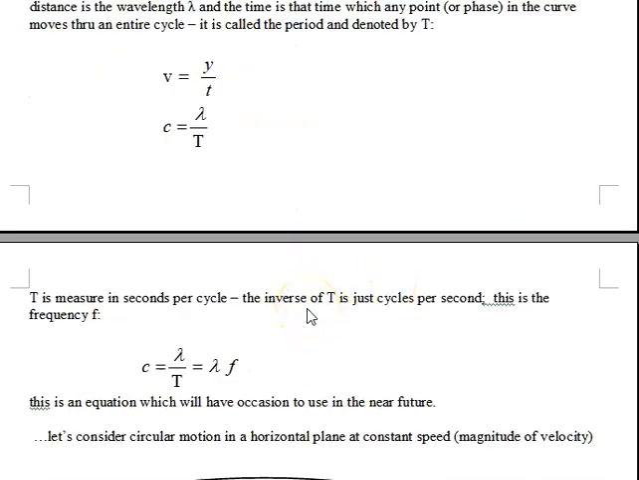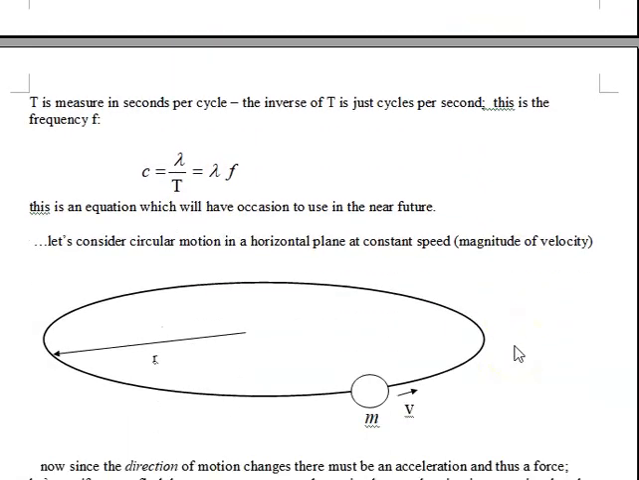1 over that, the inverse of T, is just cycles per second, and that's what we call the frequency. So 1 over T is f, and then the velocity of the wave, which for an electromagnetic wave will be denoted as c, about 300,000 meters per second, is equal to the wavelength multiplied by the frequency, and that is a very important equation which we'll have a lot of use for.